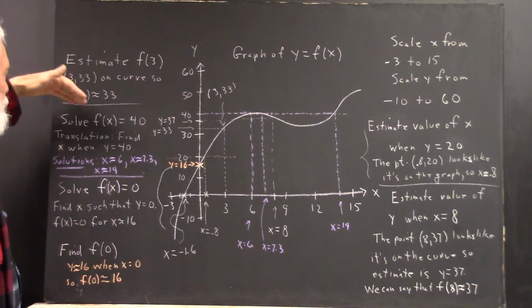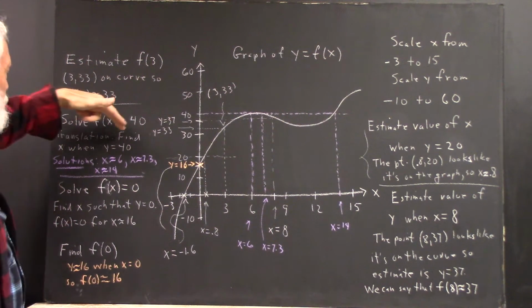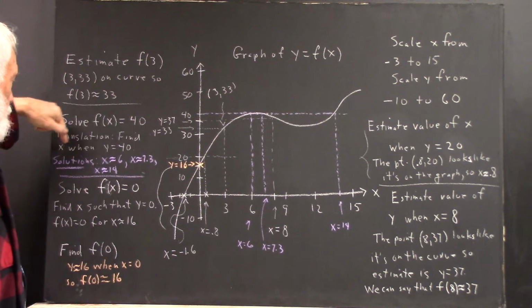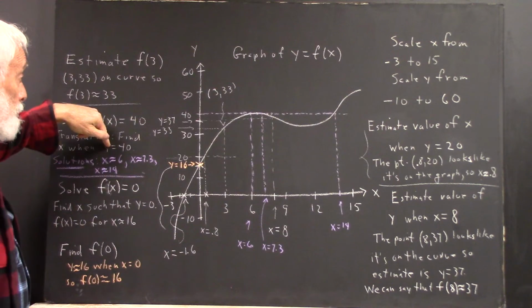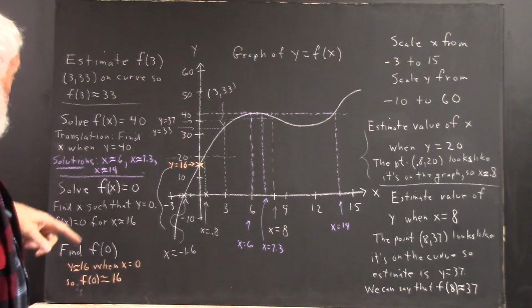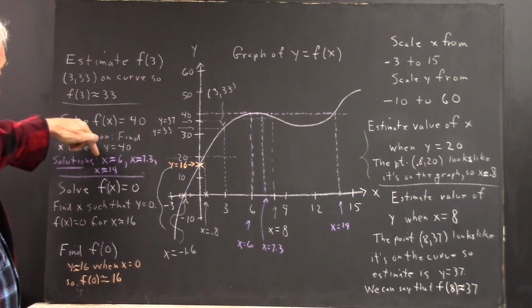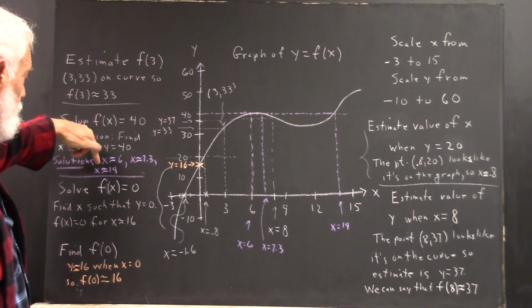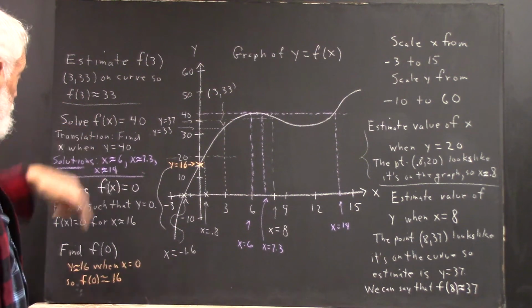So first of all, solve f of x equals 40. We translated that to the question, let's find x when y equals 40, because that's the x that gives you y equals 40. Our solutions are x is approximately 6, approximately 7.3, approximately 14.